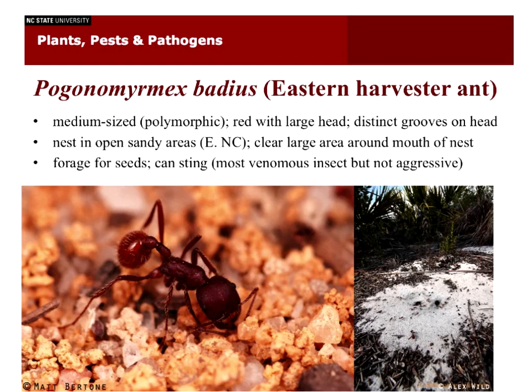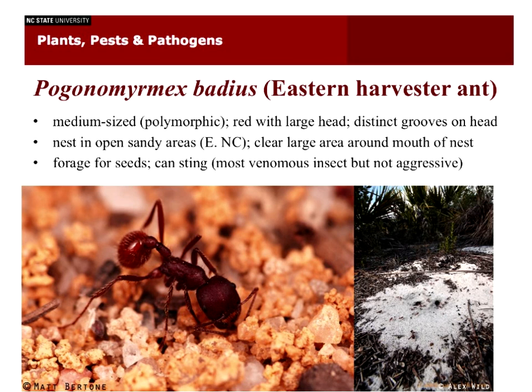Okay, so this ant species, Pogonomyrmex badius, the eastern harvester ant, is more for people in the coastal plains and the coast. Near the Piedmont and the mountains especially, they're not going to be found. They prefer sandy soil, as shown in this picture right here.